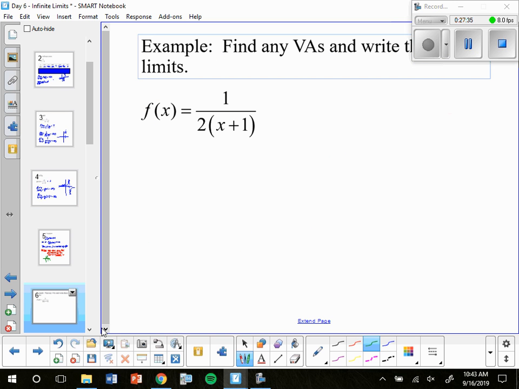So, for example, I want to find any vertical asymptotes on this function and then write it as a limit. I'll let you write that out.